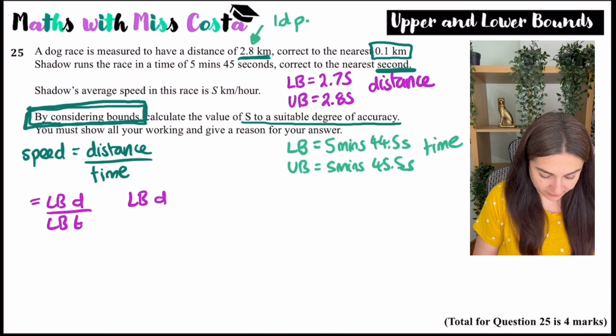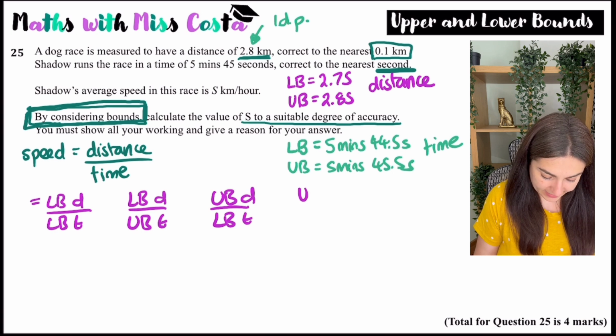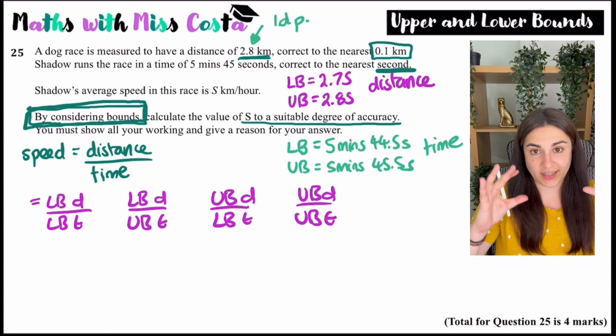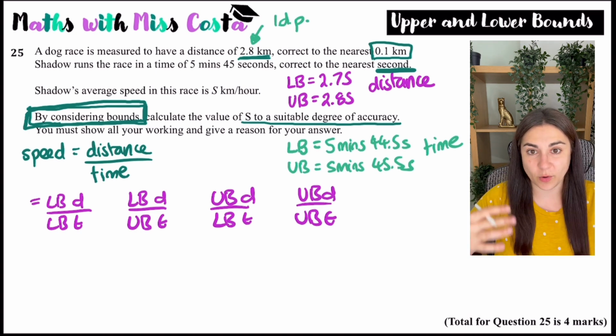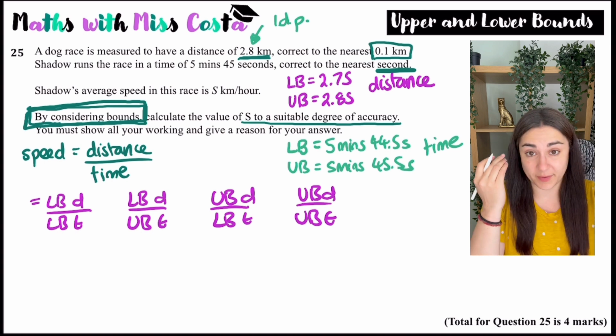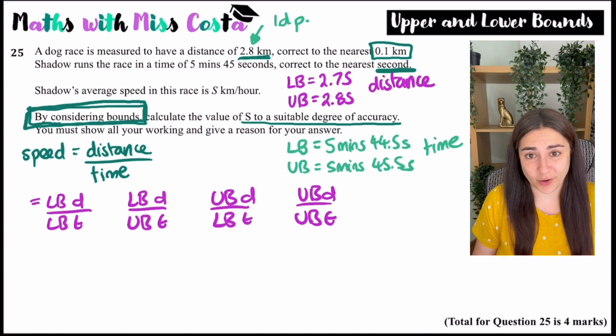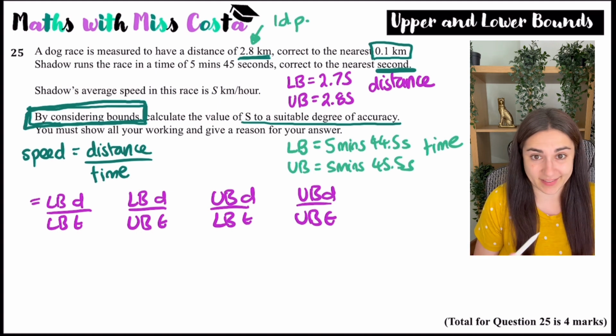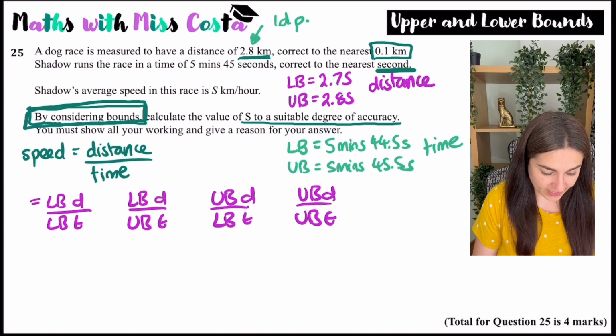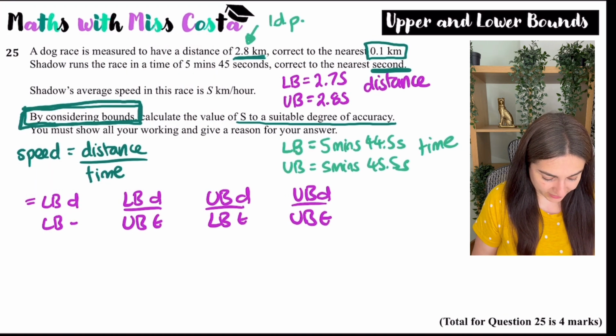You're going to have lower bound of distance divided by upper bound of time. Then you're going to have upper bound of distance divided by lower bound of time, and upper bound of distance divided by upper bound of time. So essentially you're matching each bound to each other. So there's a combination that includes all of them, and that will mean there's 4 combinations. So that is the worst case scenario, because all you're doing then is just substituting values in, and then you're going to get some answers, and then you're going to figure them out. But that is the worst case scenario, and let's actually read the question because I think it actually wants more from us.